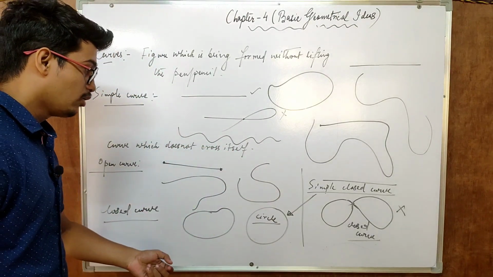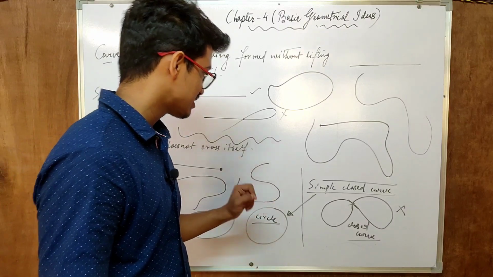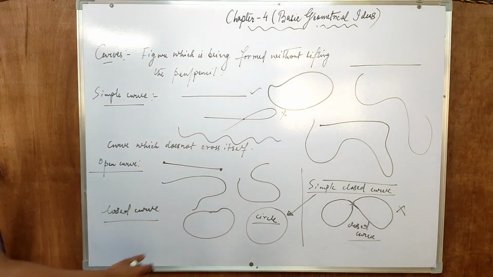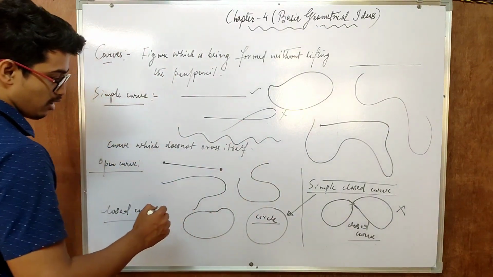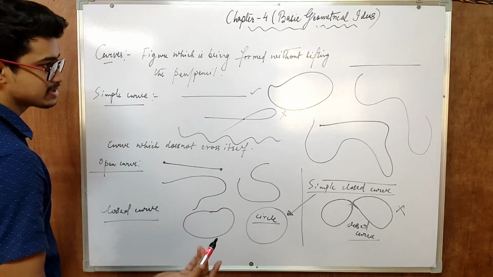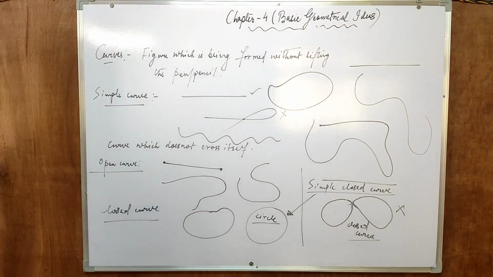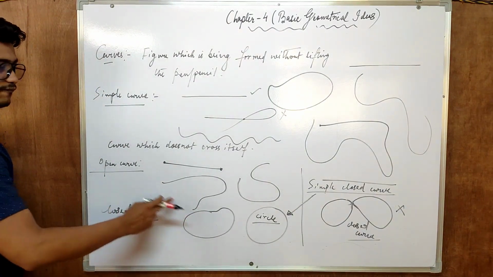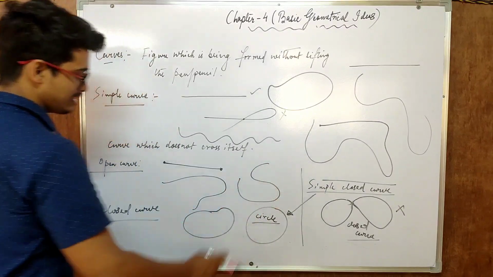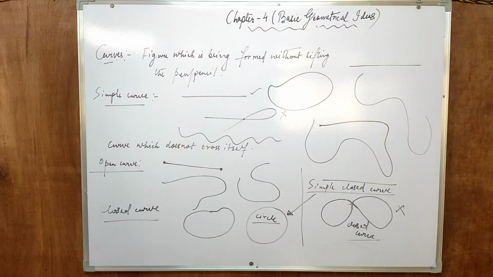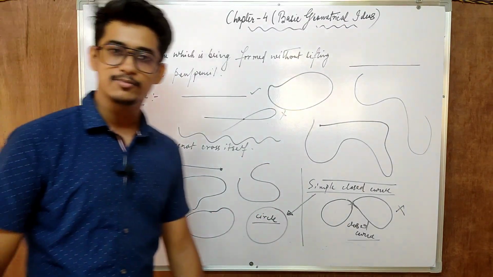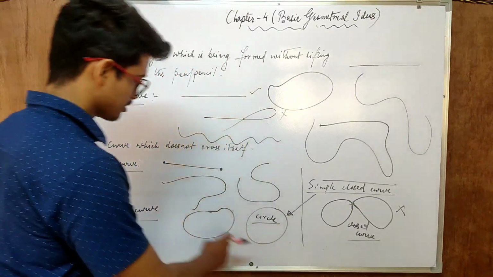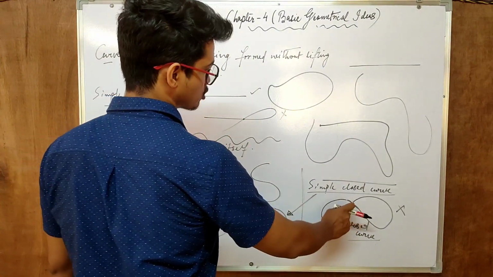All right. Now one more thing, it does not intersect with itself. So that means this is not a simple curve. And any other point? No. After that, open curve. Open curve means the starting and the ending point should be different. Closed curve means the starting point and the ending point are the same. This is a closed curve. This is also a closed curve. This is also a closed curve.